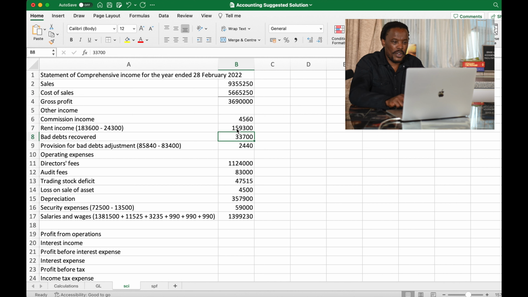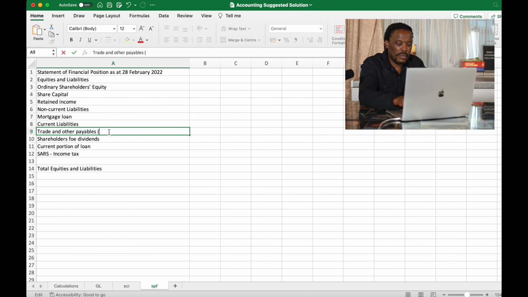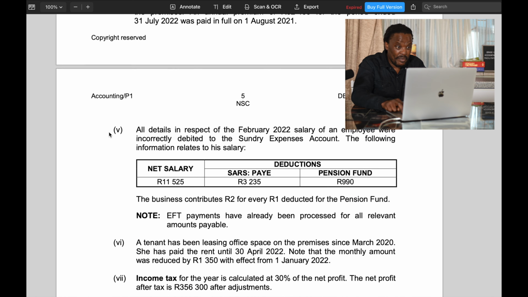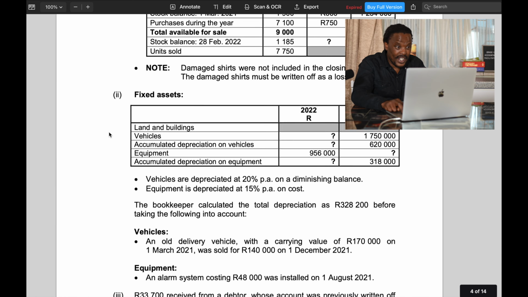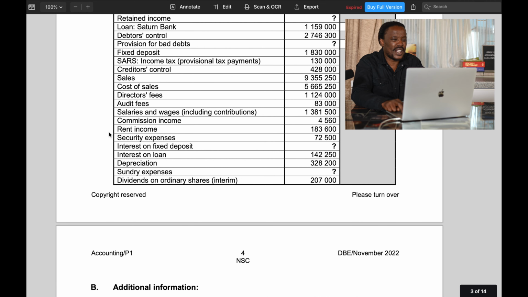159,300. Now you're like, okay, income received in advance. I have the statement of financial position. I have trade and other payables. I have creditors control amount, which is given. Creditors control. And if you know your format, it becomes very quick and easier for you to say, okay, creditors control is 428,000.